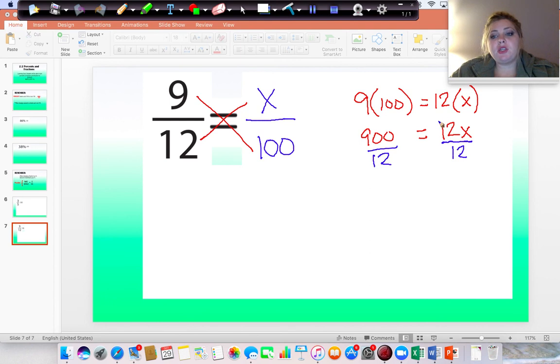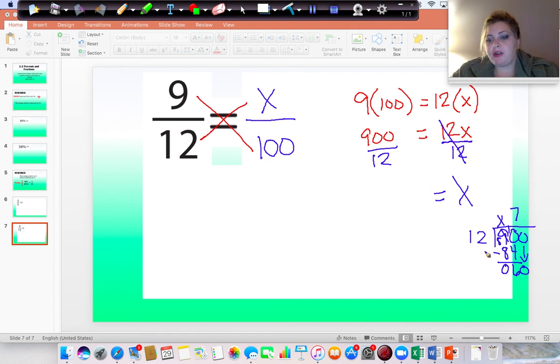Okay, 12 divided by 12 is 1, and 1 times x is x. And 900 divided by 12 will give us our answer. So 900 divided by 12. 12 cannot go into 9. 12 goes into 90 7 times. Sorry. 7 times 12 is 84. Subtract, we need to borrow. 10 minus 4 gives us 6, and 8 minus 8 is 0.